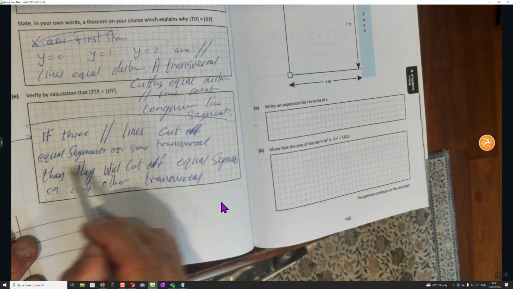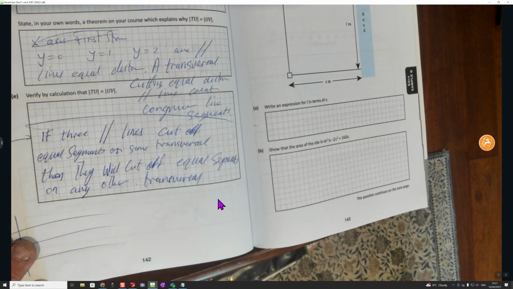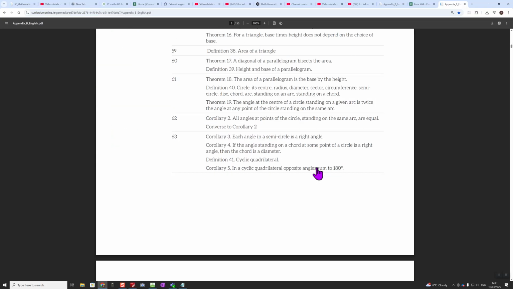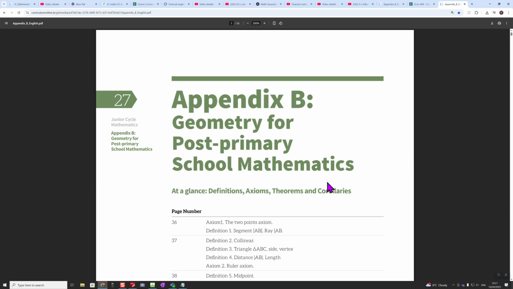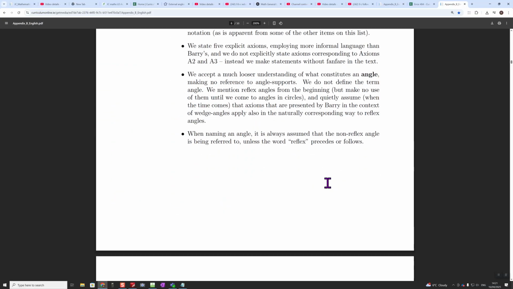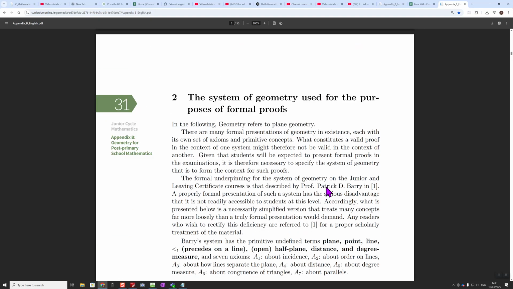So if three parallel lines cut off equal segments on some transversal, then they will cut off equal segments on any other transversal. Just to flick back to my web page to check: they will cut off equal segments on any other transversal. Don't deviate from the formal wording, because this is your course. Especially those first few pages, you can nearly just learn them off. I'm not worried too much about this quite theoretical stuff down along here. I think that'll be true anyway. We'll come back to that as we go on towards the exam.